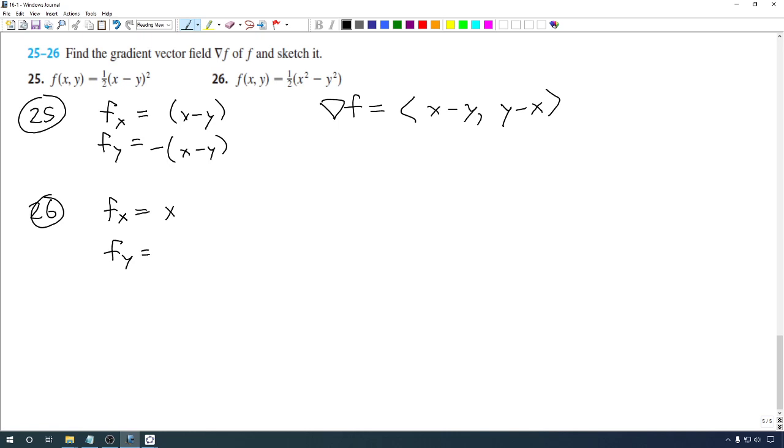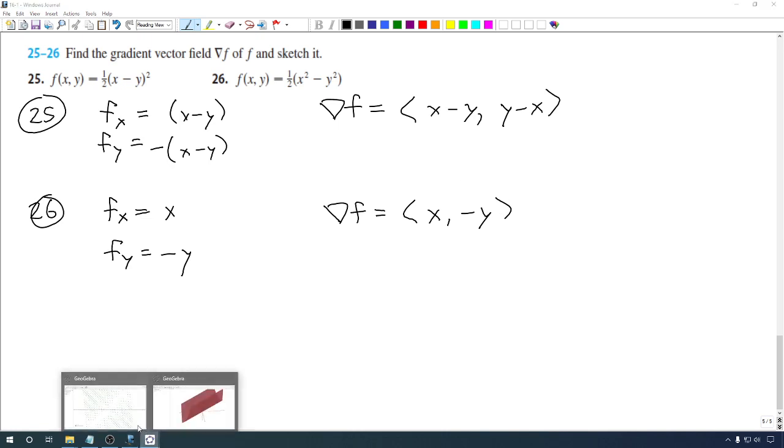F sub y, for very much the same reason, the 1/2 x squared goes away. Then minus 1/2 y squared becomes a negative y. So our gradient is x comma negative y.